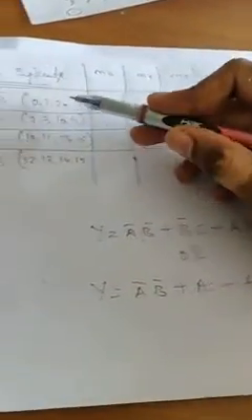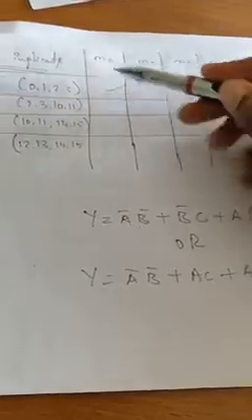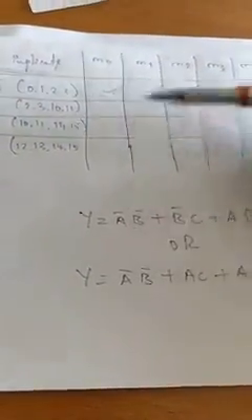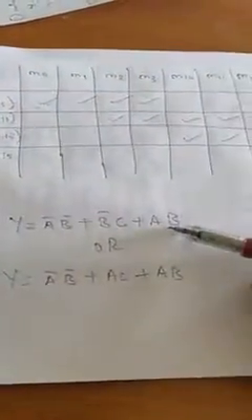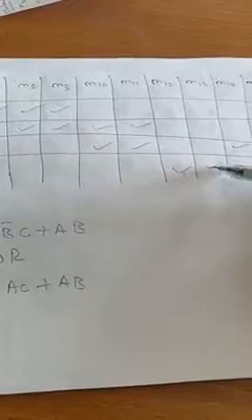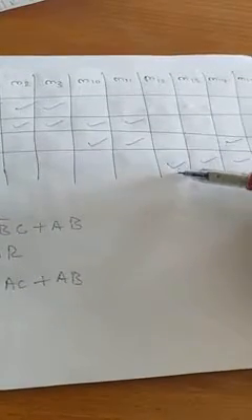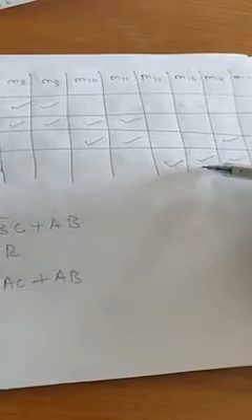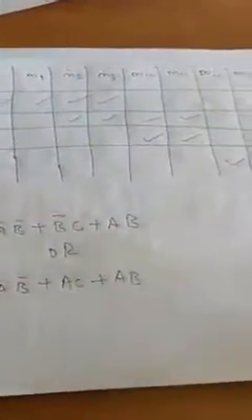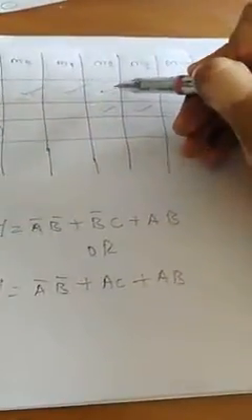This is having a single tick mark, so A bar B bar is written. This is having a single tick mark, A bar B bar already written, no need to write once again. Then look for the columns having a single tick mark. This is nothing but AB, which I have written. This column is having a single tick mark, and both are pointing towards AB. Once I have written AB, there is no point in writing the same thing again. So now concentrate on the columns having 2 tick marks.